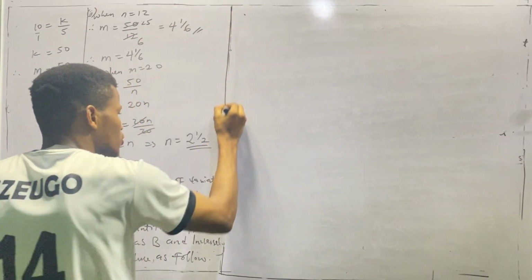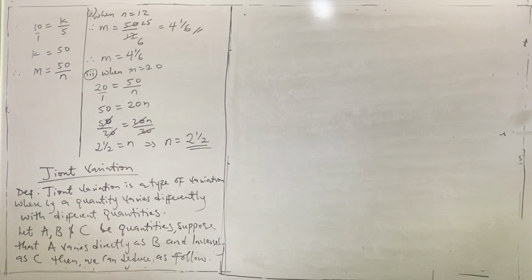So remember the question. We are talking about joint variation, and we say that a joint variation is a type of variation whereby a single quantity varies differently with different quantities. So we have three quantities here. From the question, we assume that A varies directly as B, that A is in direct variation with B, and the same A varies inversely as C, that is A is in inverse variation with C.